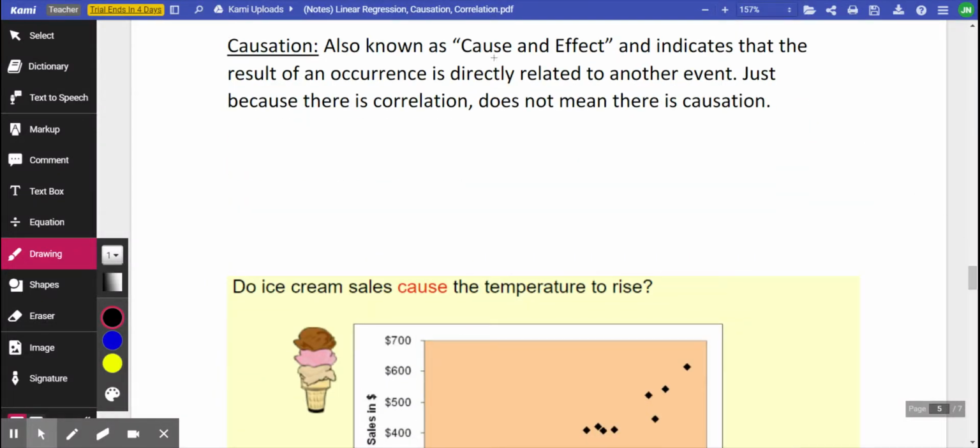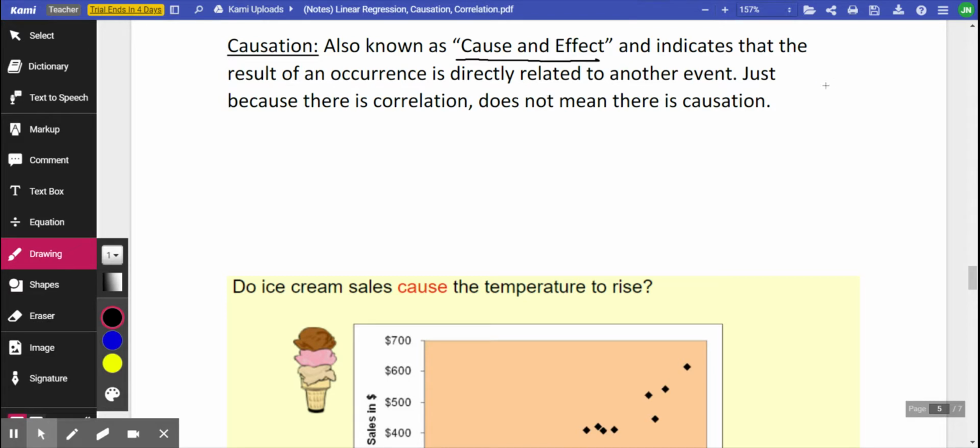Now let's talk about causation. Causation, you already know what it is. It's called cause and effect. It indicates that the result of something happening is directly related to another event. So if I'm pushing someone on a swing, as a result of me pushing them, the swing moves, and then they have fun on the playground. That would be an example of cause and effect.